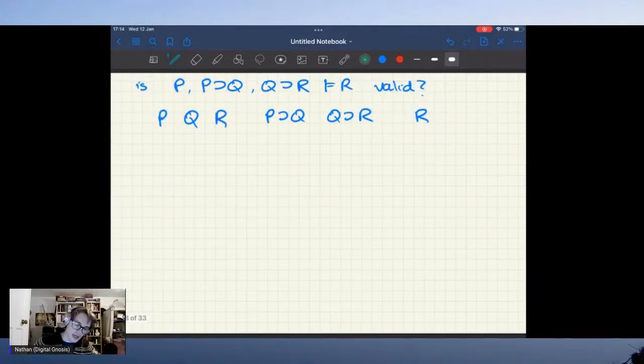Okay, so now we have a bigger one to do. So let's take a look at this. Remember that what we want to do is we have our number of possible logic values.